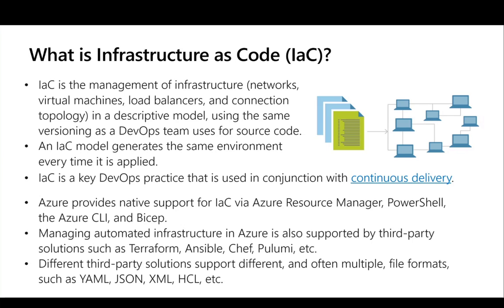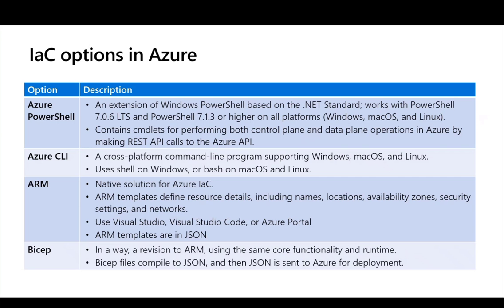And in addition to these other Azure native solutions, we also have the options to provision Azure resources using third-party solutions like Terraform, Ansible, Chef, Pulumi, etc. And each of these solutions supports a different file format. These formats could be YAML, JSON, XML, or HCL, which is for HashiCorp, the provider of the Terraform solution.